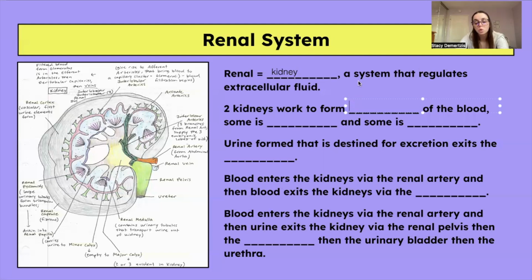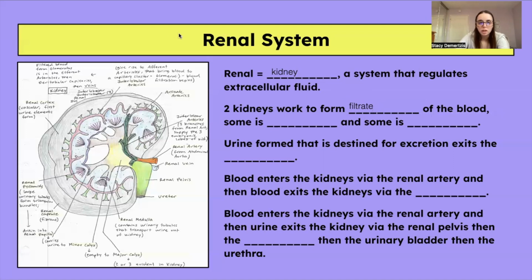These two kidneys work to form something out of blood. Blood is going to travel to our kidneys, and our kidneys are going to work with the blood and form something. What is that something that we're forming from the blood? Think about the function of the kidneys. What's its job with the blood? What does it do to the blood? Yeah, we're going to form a filtrate of the blood.